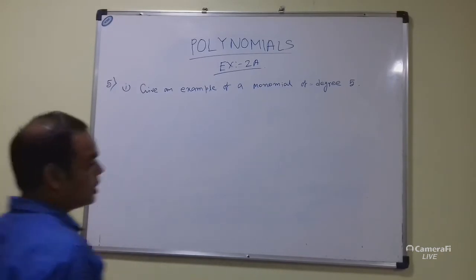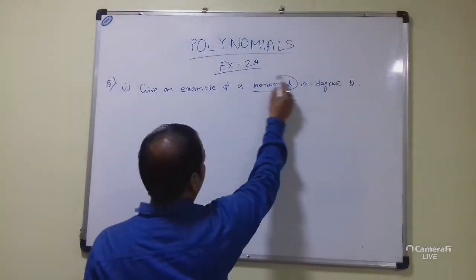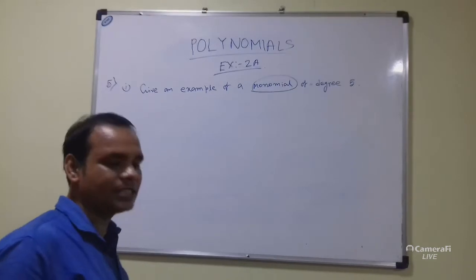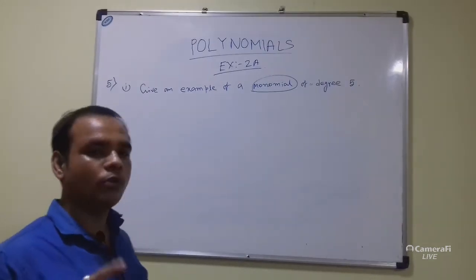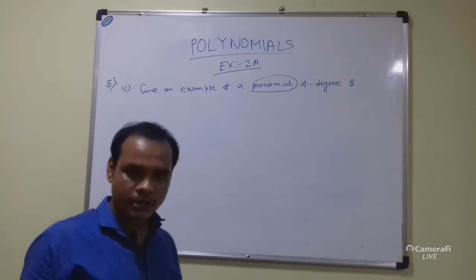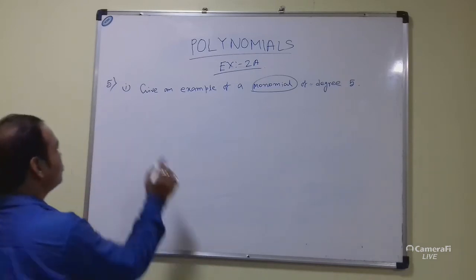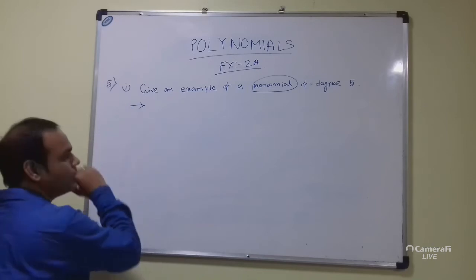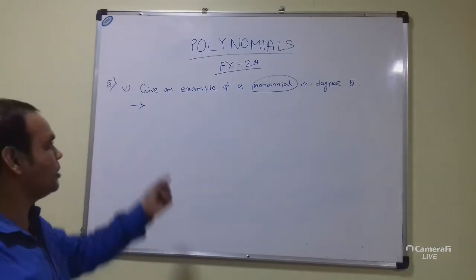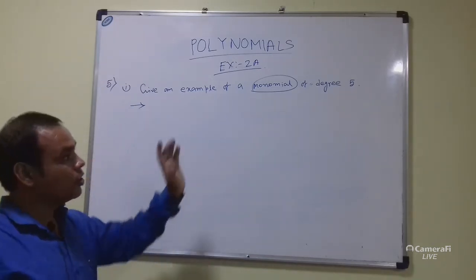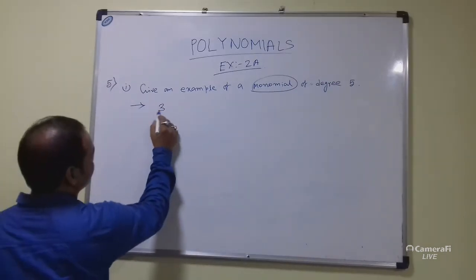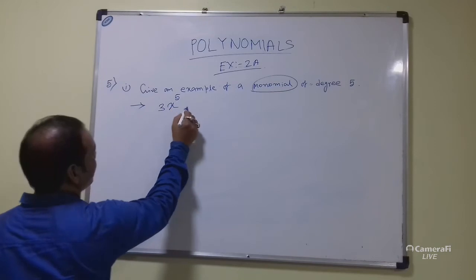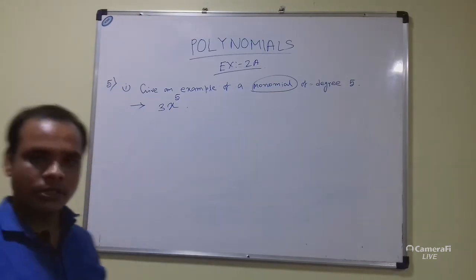So students, at first you have to know about the monomial. What is the monomial? If an expression has only one term, then it's called a monomial. So we have to take only one term of degree 5. We can take 3x to the power 5. Clear?